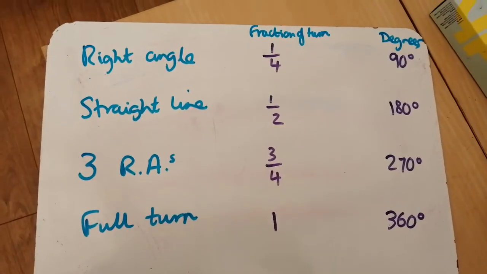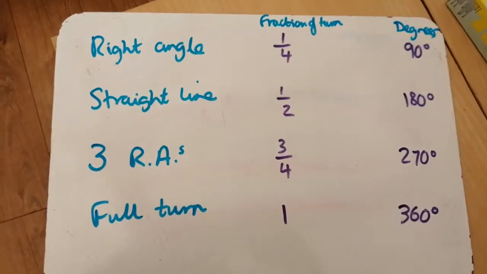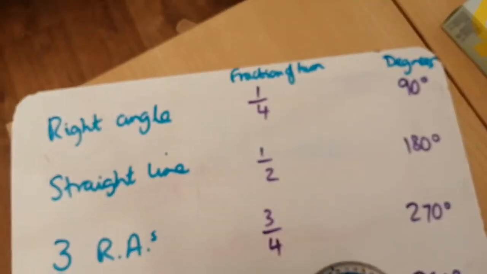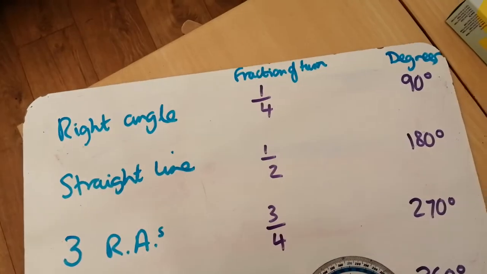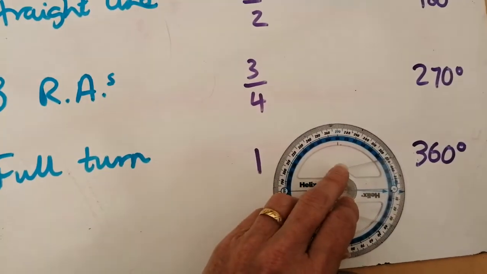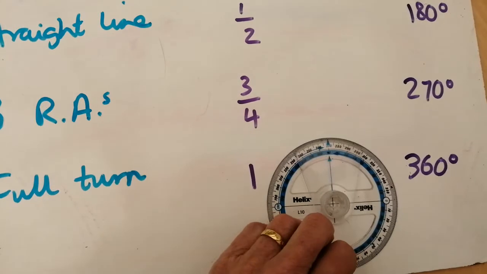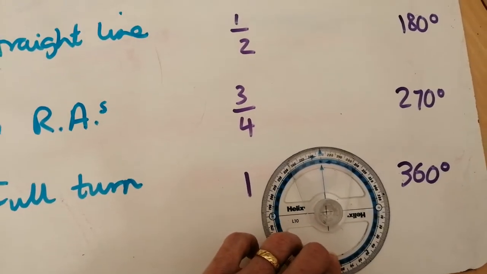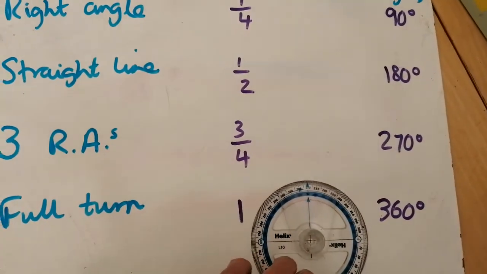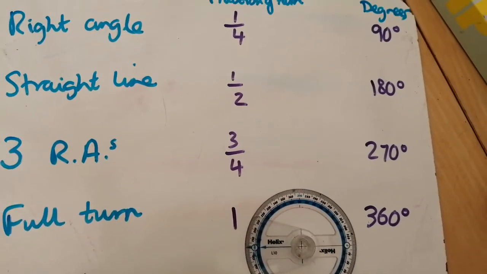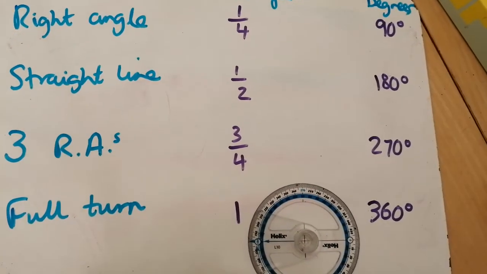And here are your answers. So a right angle is a quarter of a turn. So I'll try and demonstrate that with the protractor. I start from 0 and I turn 90 degrees. That's 1/4 of if I turn the whole thing all the way around. For a straight line, if I were to carry on turning, I would have made half a turn. And that is 180 degrees.